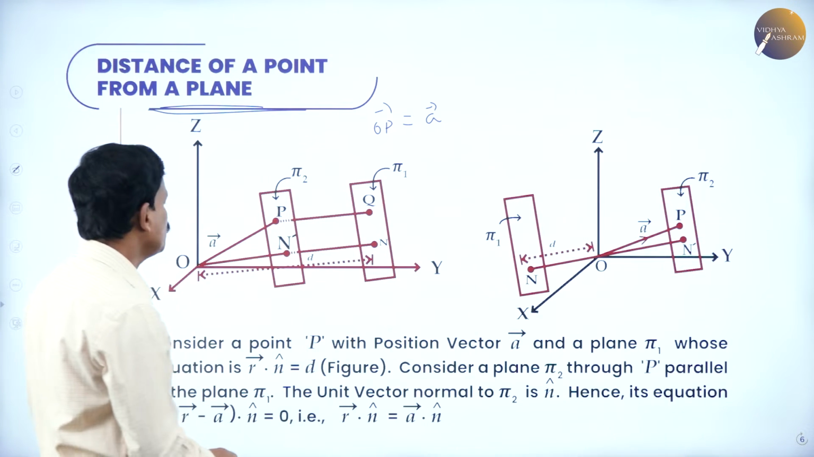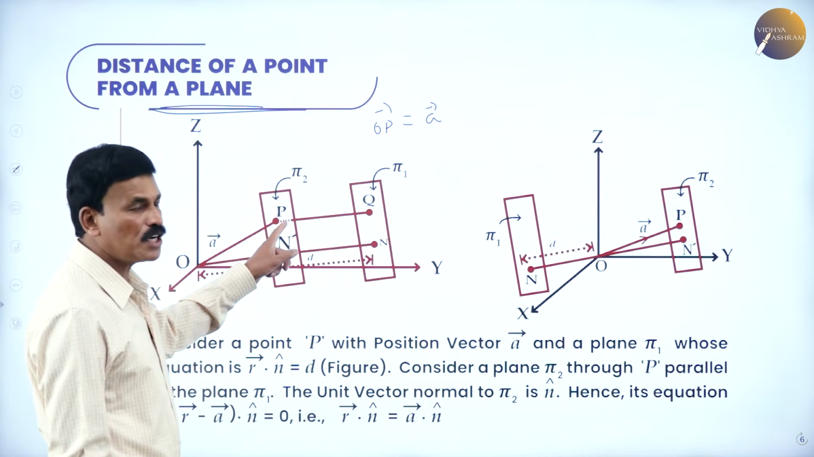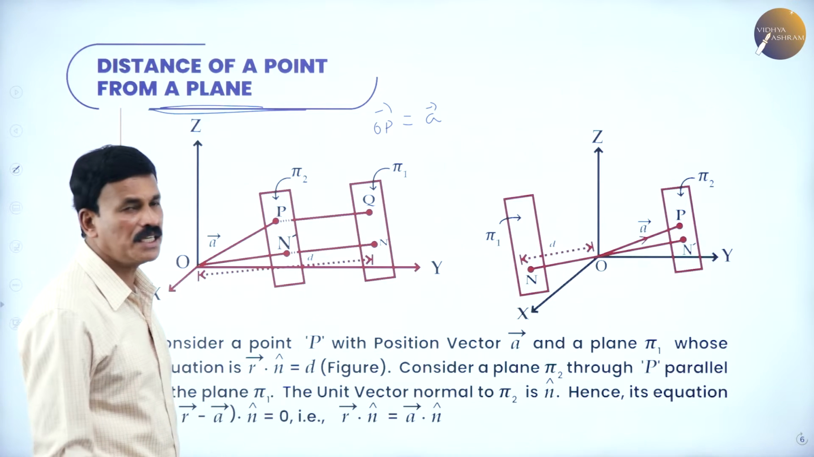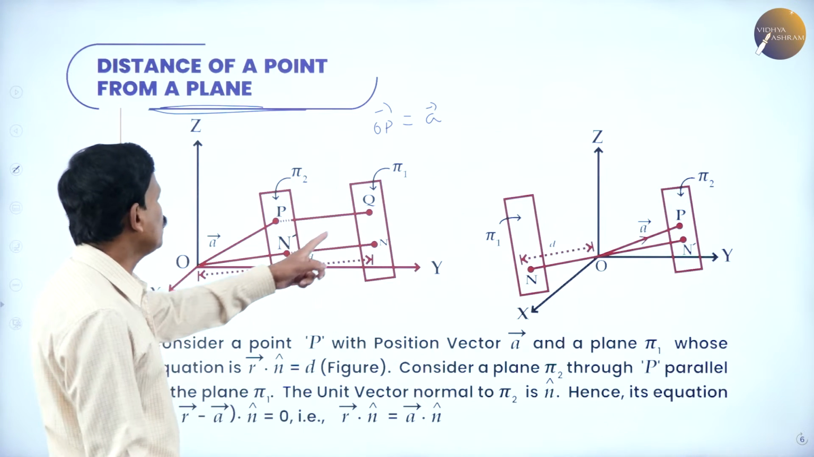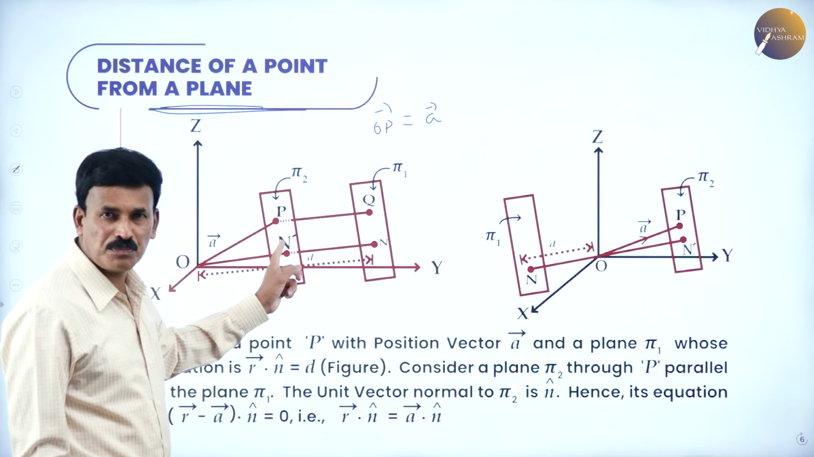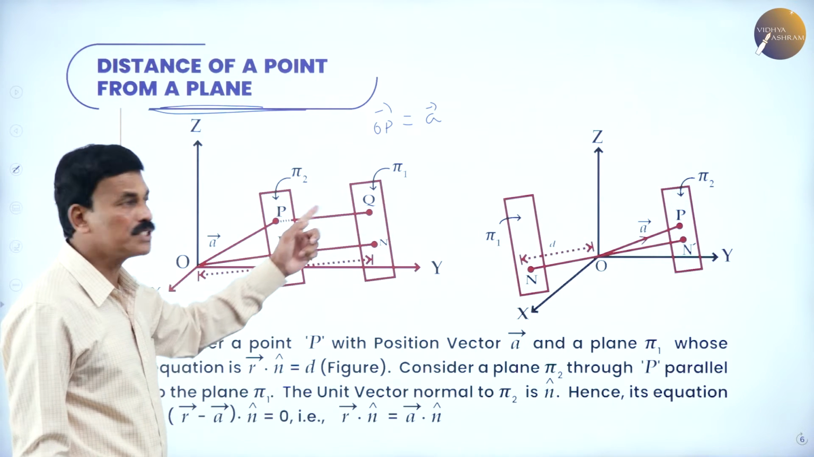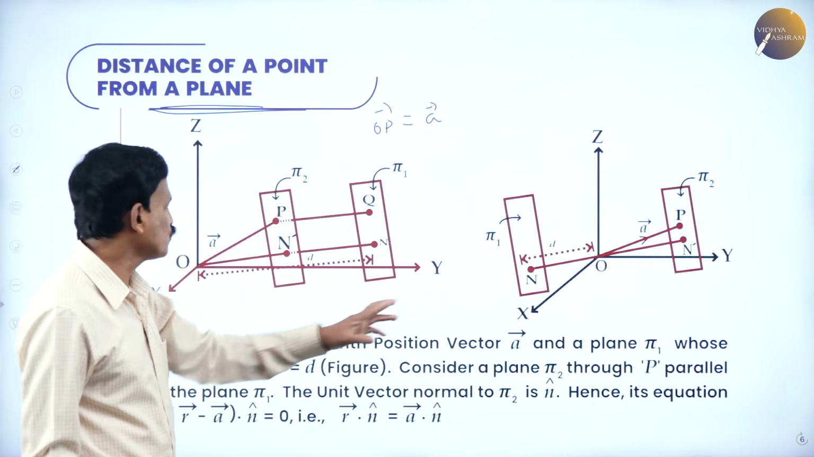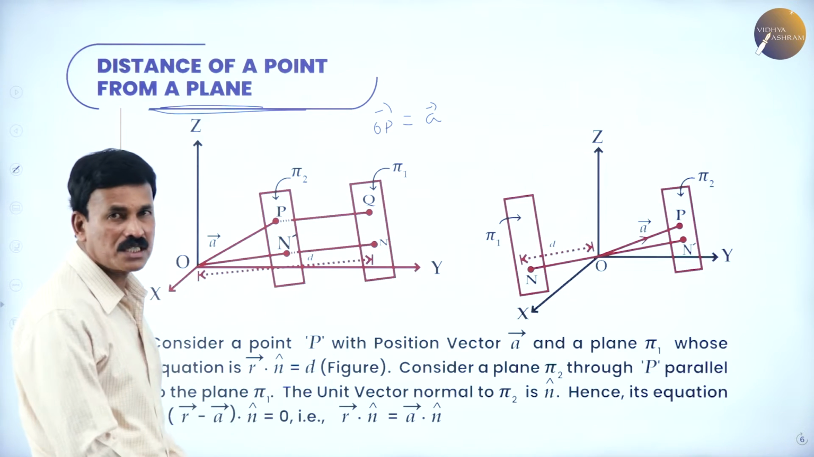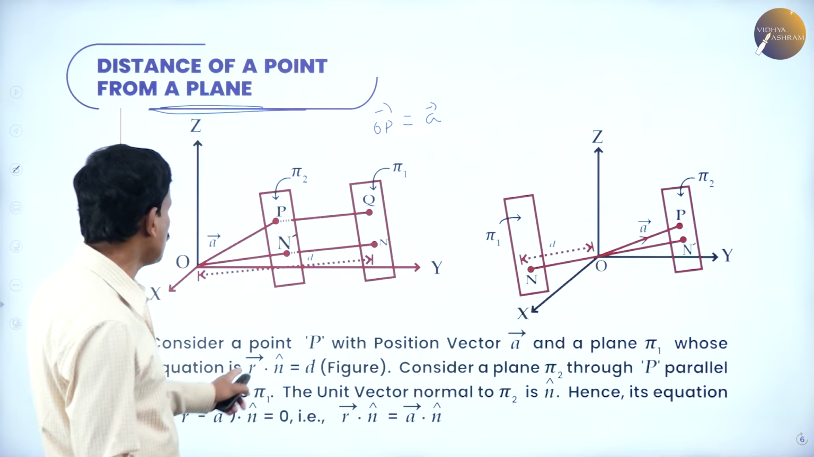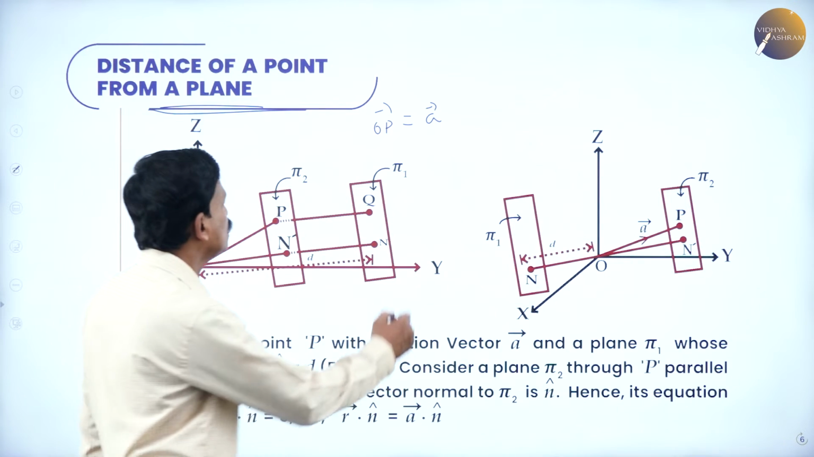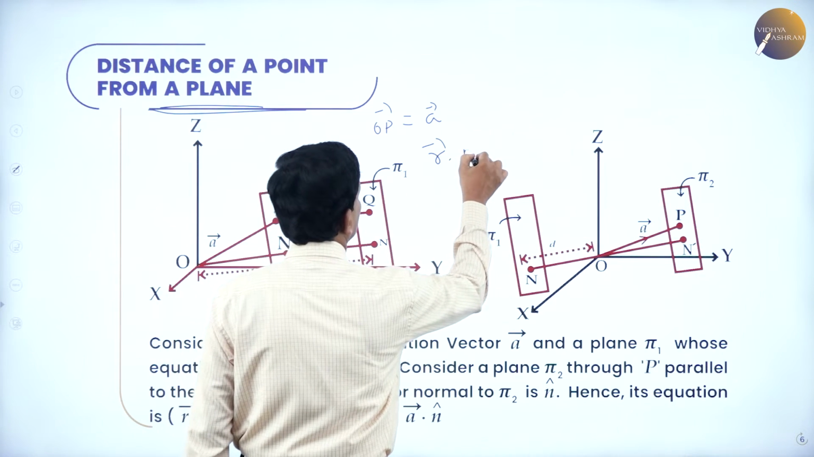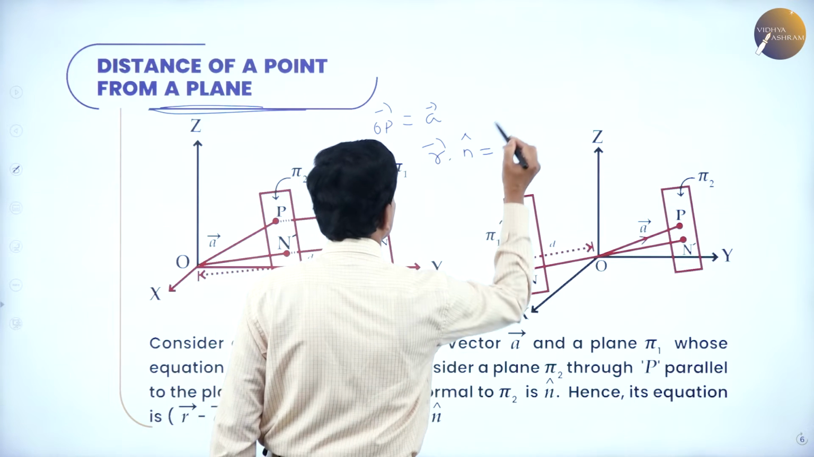Now consider a point P. Let us consider a point P with position vector OP equal to vector A, and a plane pi 1 whose vector equation is r dot n cap is equal to d.